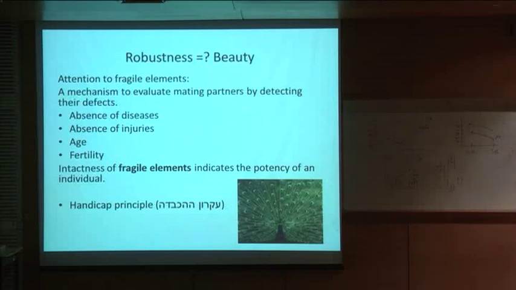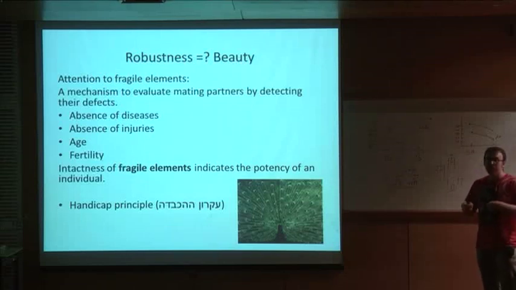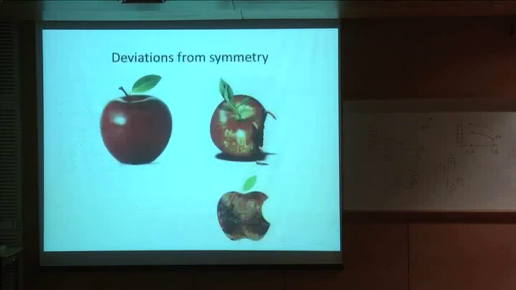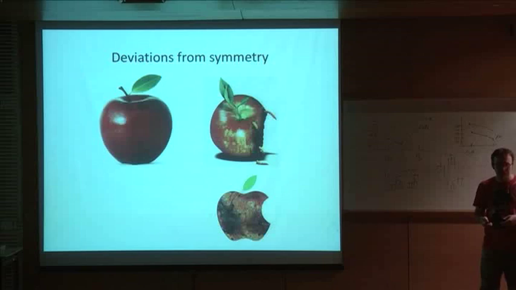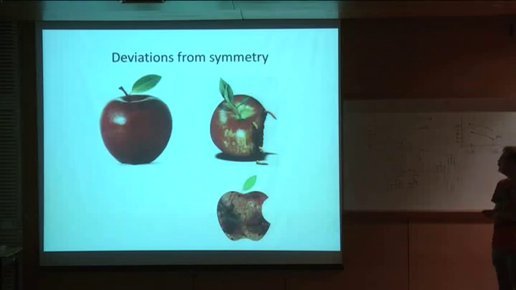So if this principle is indeed true, and I'm talking about the fact that our attention to beauty is actually attention to fragile elements, then what we will find beautiful is manifestations of intactness of these elements. And probably the easiest way to detect defects, according to this, is by looking at deviations from symmetry. Because most animals have a bilateral symmetry, if something is not symmetrical, it means that it's damaged.